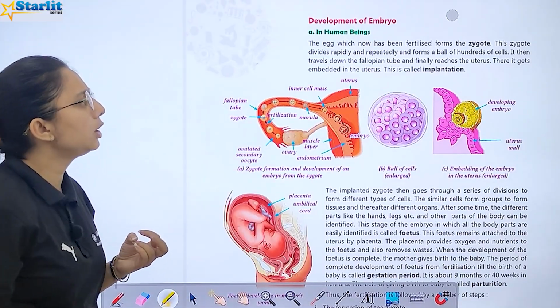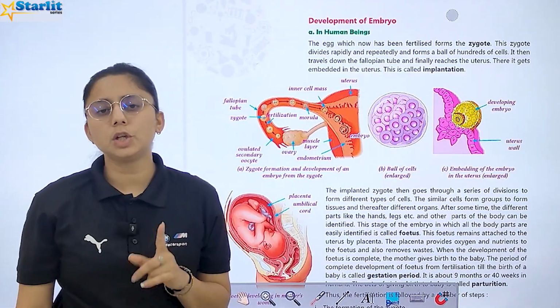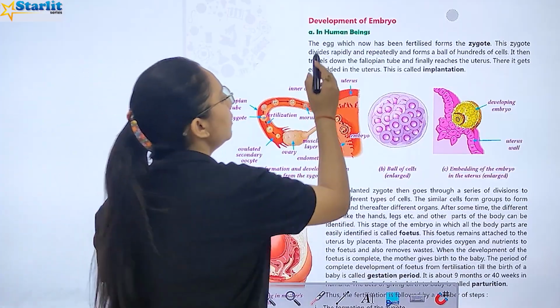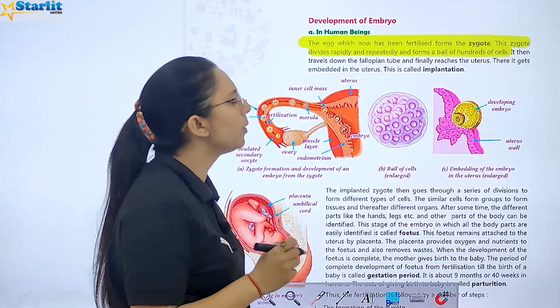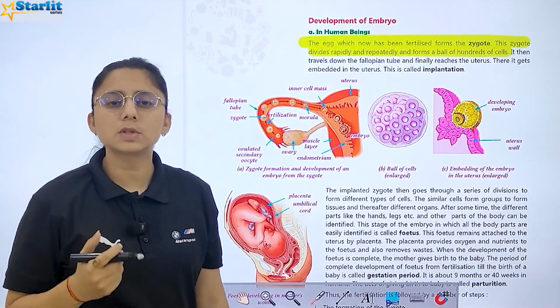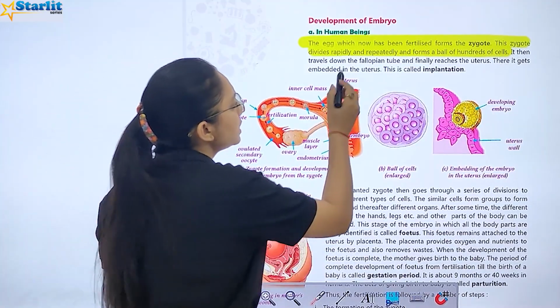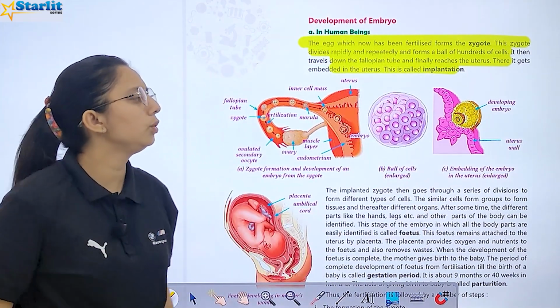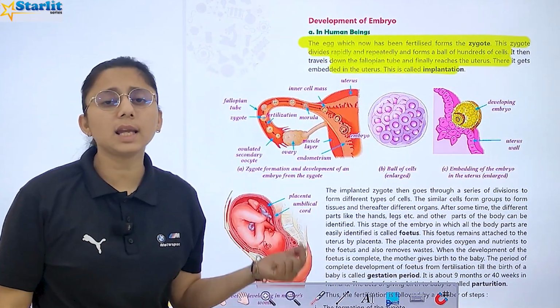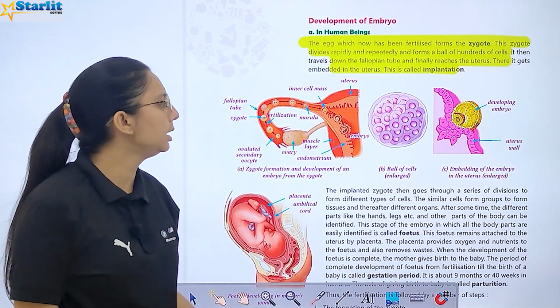Next is the development of the embryo. First of all, we will talk about human beings. The egg, which has now been fertilized to form a zygote, divides rapidly and repeatedly. What do they form? They form a ball of hundreds of cells, which travels down the fallopian tube and finally reaches the uterus, and it gets embedded into the uterus. And what is this called? Implantation. What do we call it?